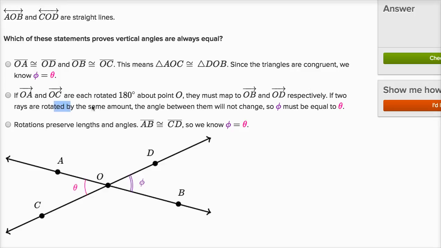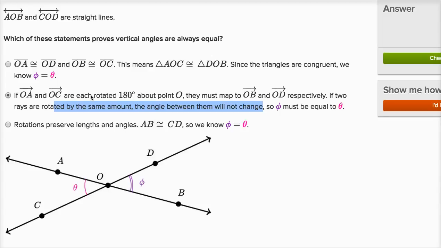If two rays are rotated by the same amount, the angle between them will not change. Yeah, especially if they are rotated around. Yeah, I'll go with that. So if we rotate both of these rays by 180 degrees, then we've essentially mapped to OB and OD. Another way to think about it, this angle AOC is going to map to angle BOD, and so the measures of those angles are going to be the same. So phi must be equal to theta.